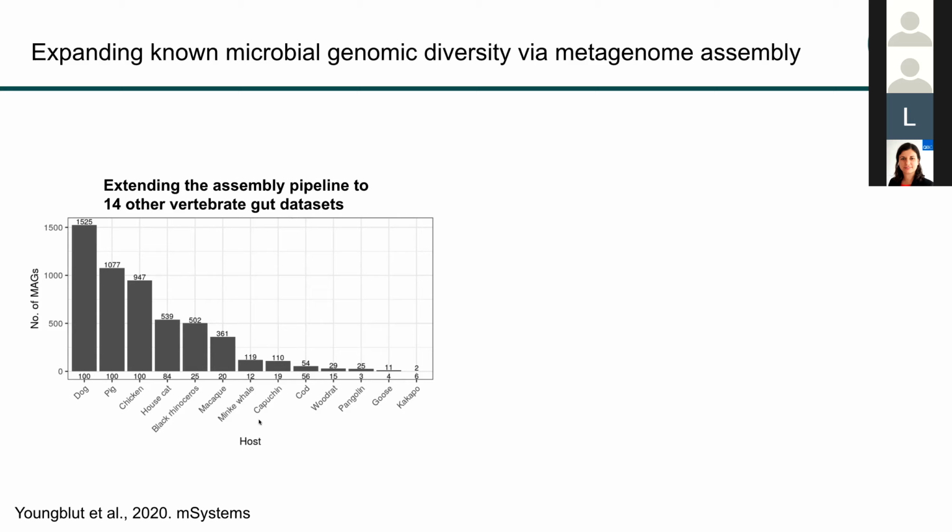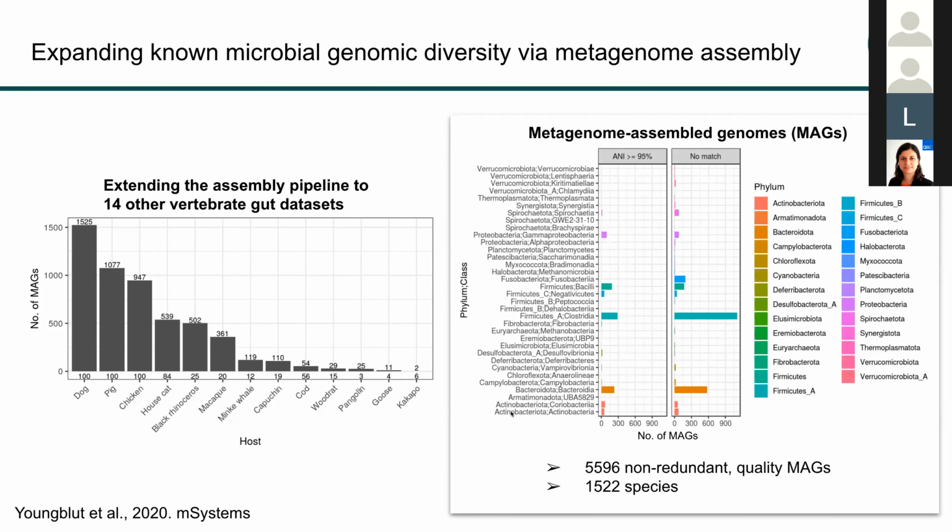I really tried to focus on animals that have not gotten a lot of attention in terms of microbial gut diversity, so I tried to stay away from, say, cattle or mice. In total, I was able to generate about 5,600 non-redundant MAGs that comprised over 1,500 species. Here's a breakdown of those MAGs in terms of numbers per class as before. You can see quite a few more, the most being Clostridia and Bacteroidia.